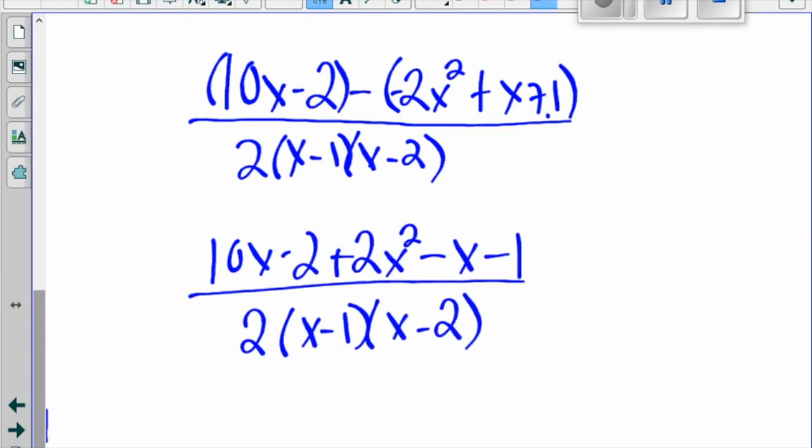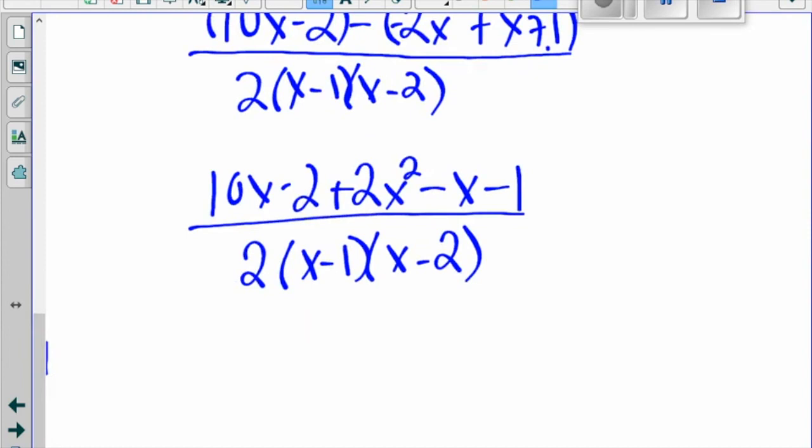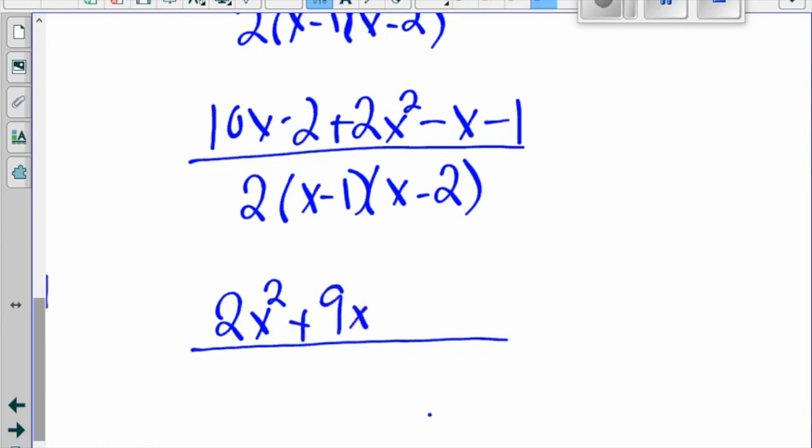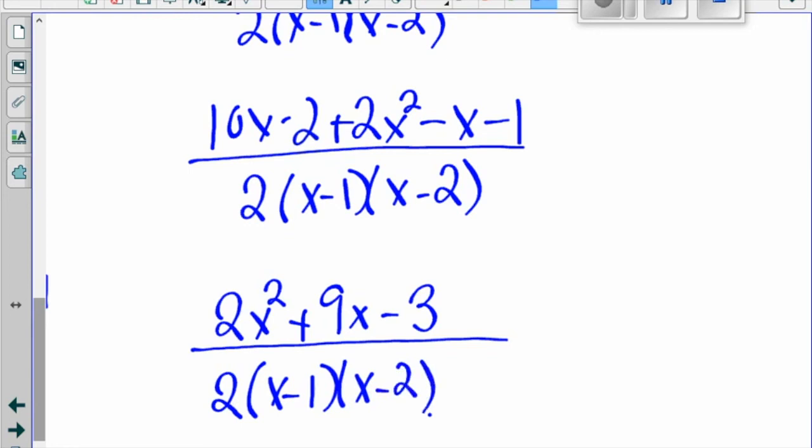We're almost done. The last thing we need to do is combine like terms and factor, if possible. So any questions on this here? Very similar to what we did yesterday. So we have 2x squared. 10x minus x is going to be plus 9x. And negative 2 minus 1 is negative 3, over 2 times x minus 1 times x minus 2.